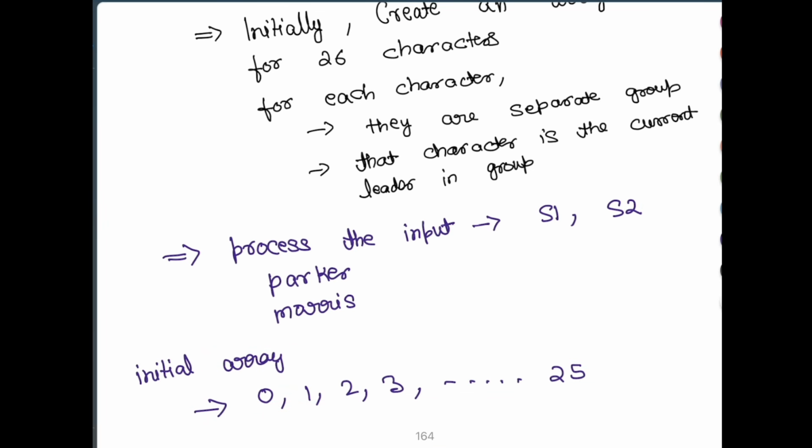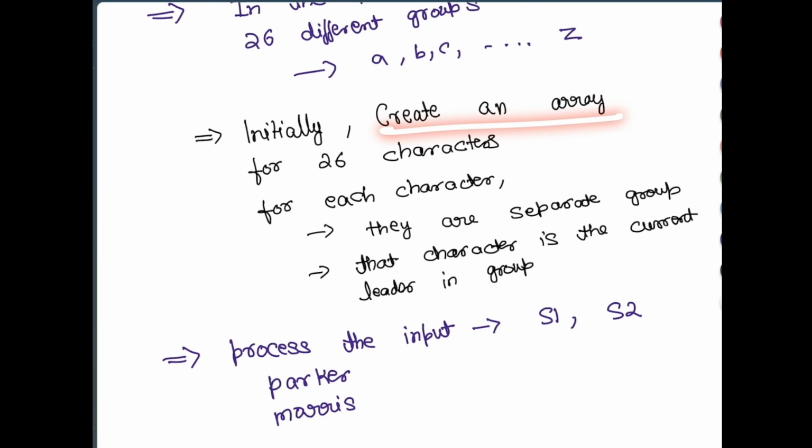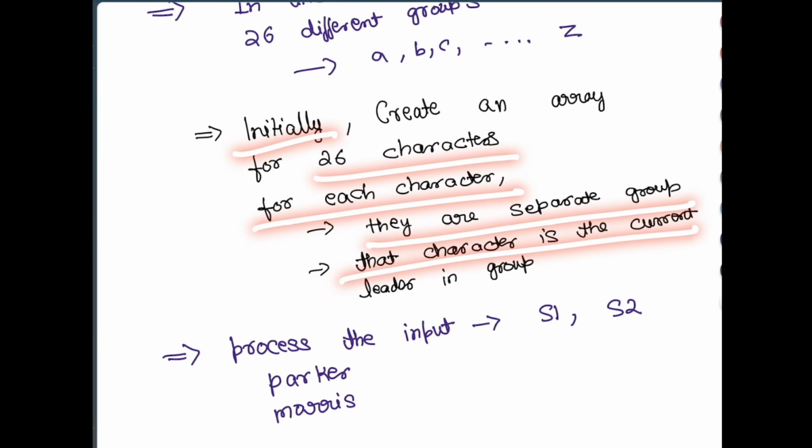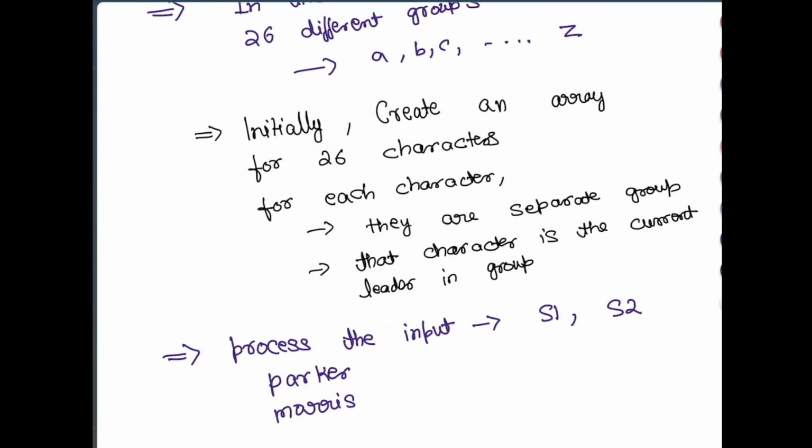But for now what you need to do is just create an array something like this, and this is your initial array of 26 characters, and each character belongs to a separate group, and that character itself is the current leader in the group. This is our initial data.